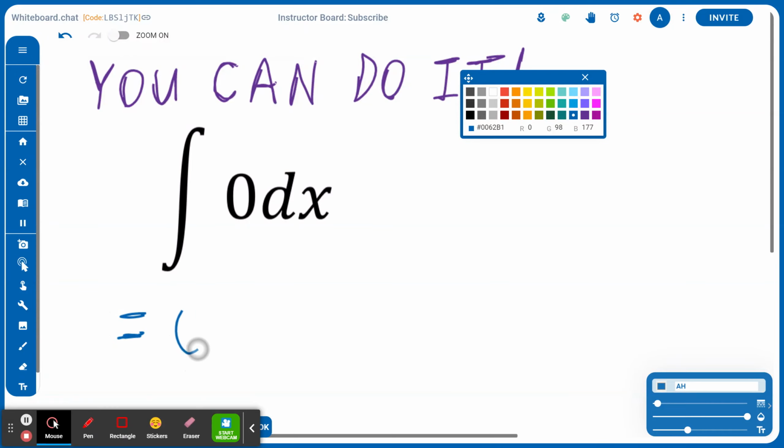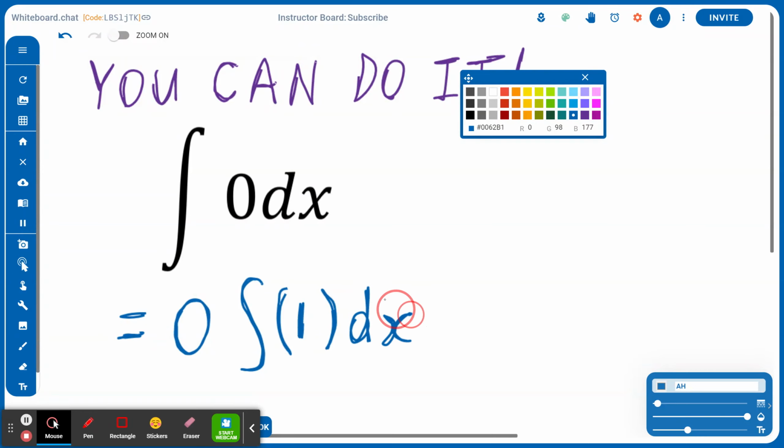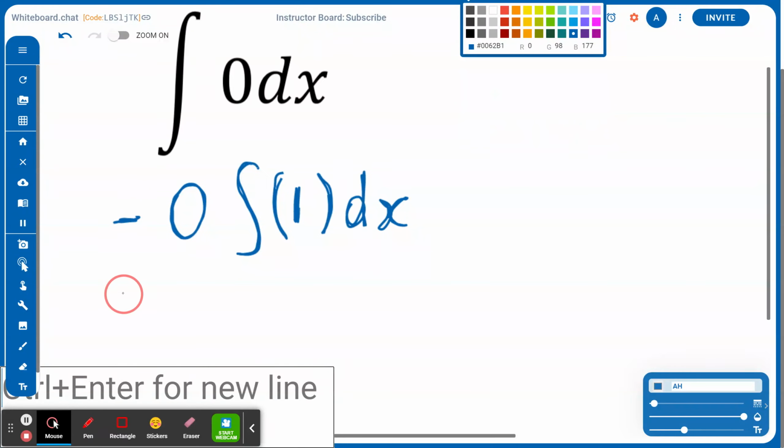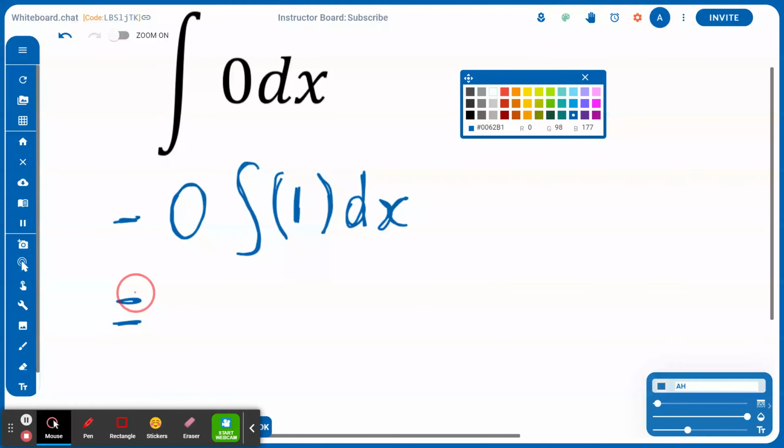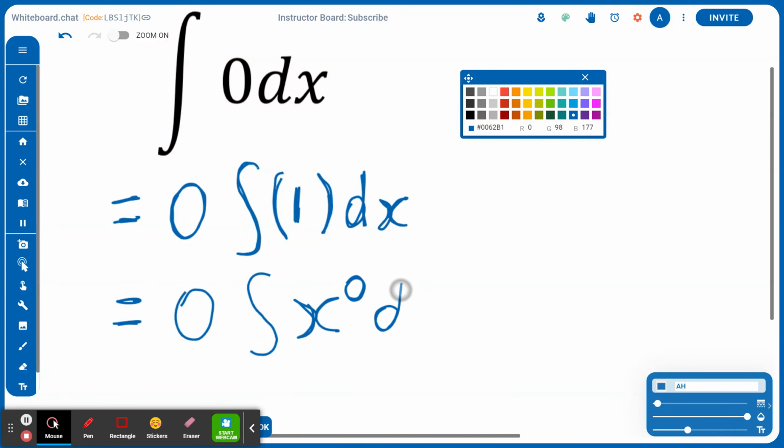So step 1, bring this number 0 in front of the antiderivative or the integration symbol. And you're really thinking about 0 as 0 times 1. So again, 0 is the same as saying 0 times 1. Now, here's the second step. If you think about this, this is going to be the same as 0 times the integration of 1. And again, 1 is the same as x to the power of 0.